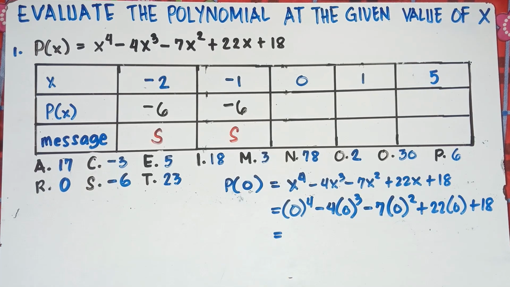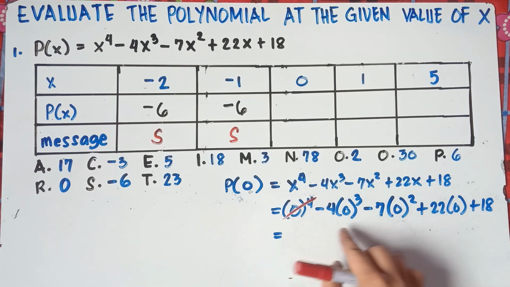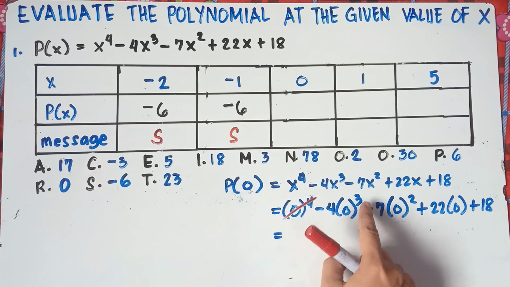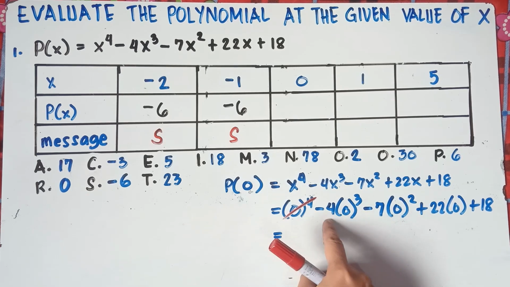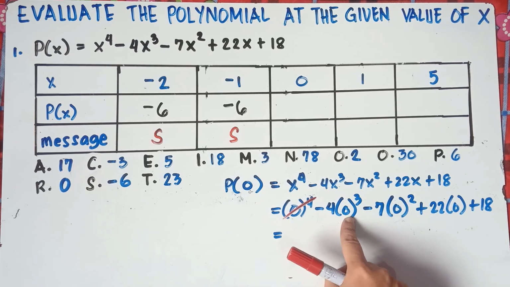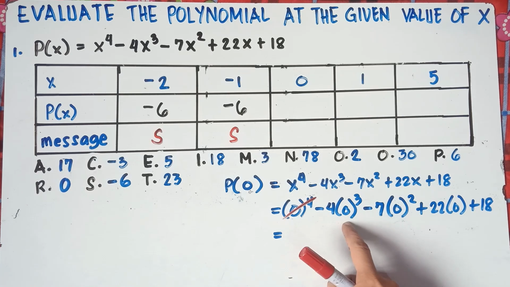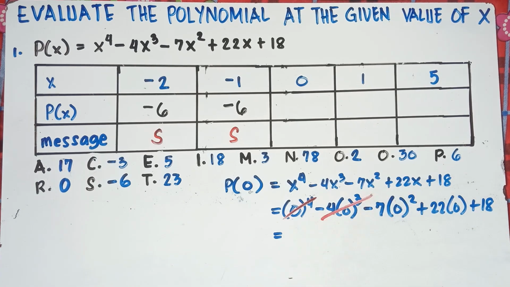Alright, so this one class, we can cancel this out because 0 times 0 times 0 times 0 is 0. You can cancel this out. Then 0 raised to the power of 3, that would be 0 times 0 times 0, that's 0. Multiplied by negative 4, the answer is 0. Any number multiplied by 0, the answer is 0. So you can cancel this out.